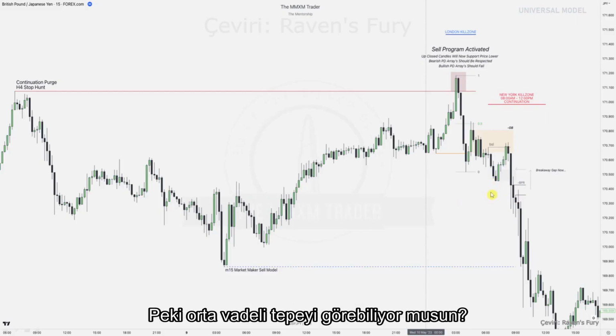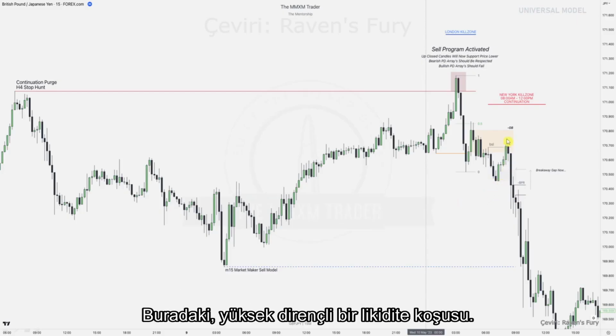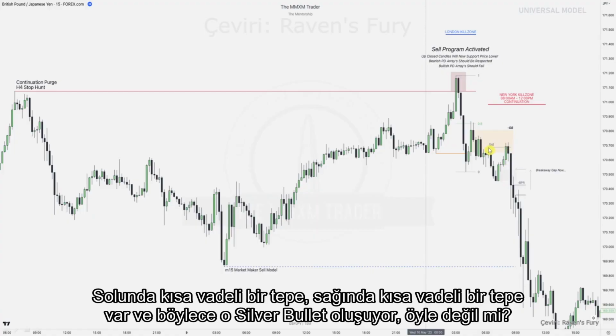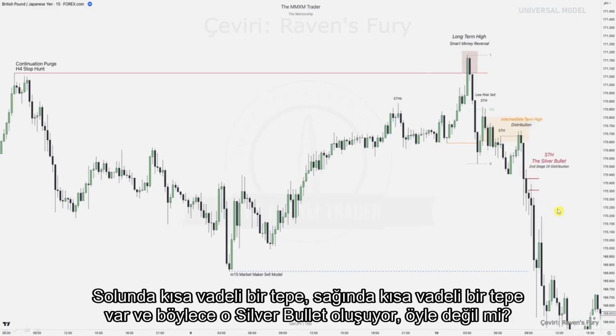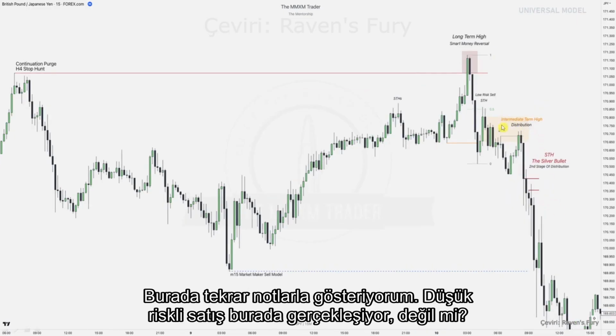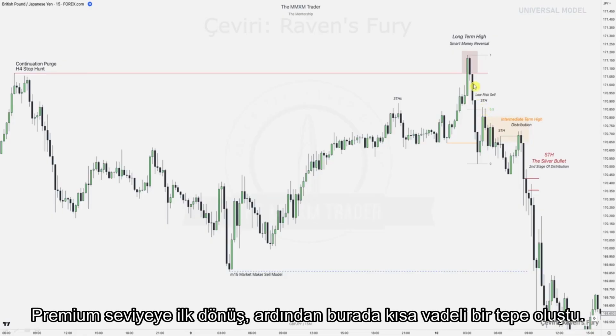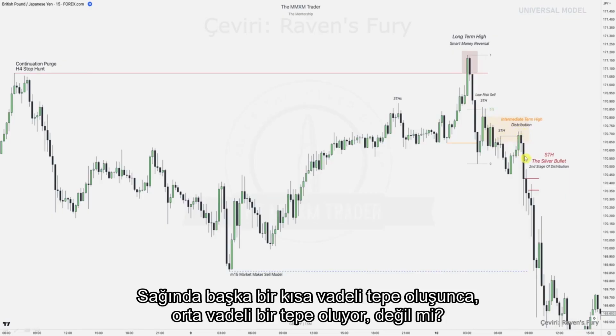So can you spot that intermediate term high, right? This one over here. It's a high resistance liquidity run. We have a short-term high to the left of it, and then a short-term high to the right of it, thus creating that silver bullet, right? Here outlining it again with annotations. Low risk sell happens over here, right? The first return back into that premium level, then short-term high formed over here. This is an intermediate term high after we form another short-term high to the right of it, right?